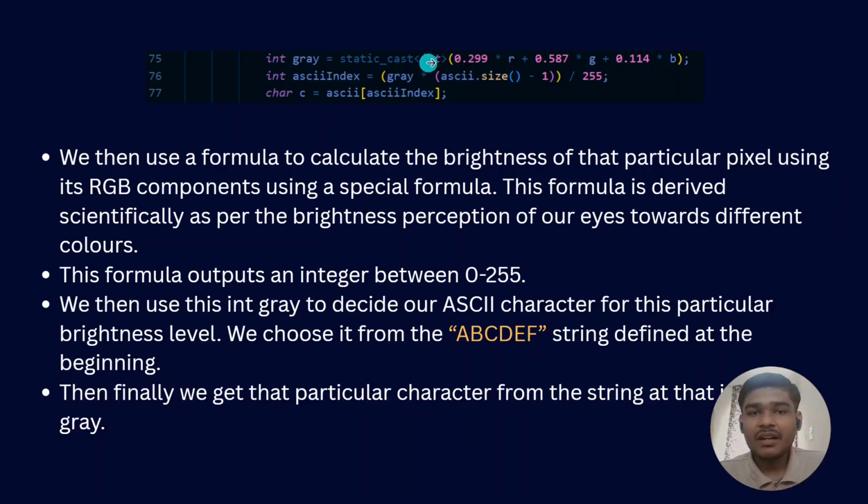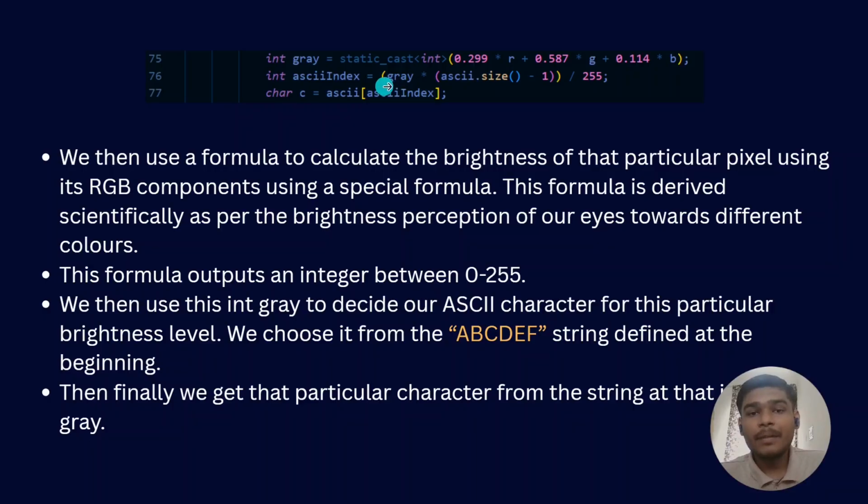And then we are casting it, hence changing it into the type int, because we need to get the exact index of the array. For that purpose, we are casting it to int. So int gray holds the brightness of that particular pixel. And on the basis of brightness, we will be selecting which ASCII character we will use for that particular pixel. So int ASCII index. Now this will give us the index of that ASCII character.